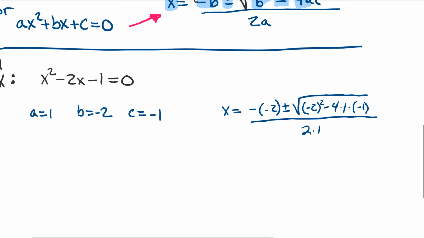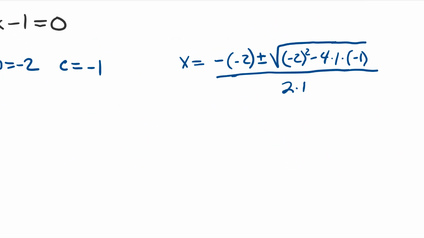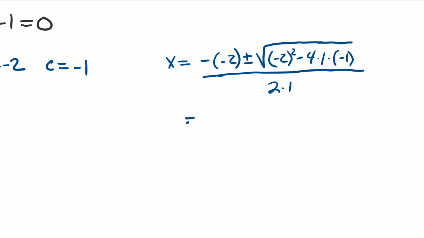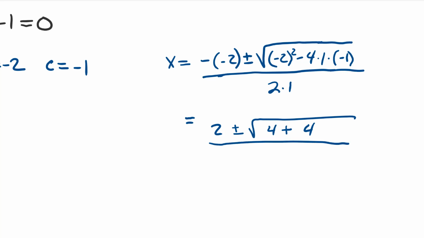Okay, well, let's get to work. Just got to clean it up. It's got to be completely reduced, all right? So x equals negative of negative 2, which is positive 2, plus or minus the square root of 2 squared, which is 4, minus 4 times 1 times negative 1. Oh, that changes it to a positive. Oh, look, simple numbers. We're almost done, huh? So 2 plus or minus the square root of 8, all over 2.